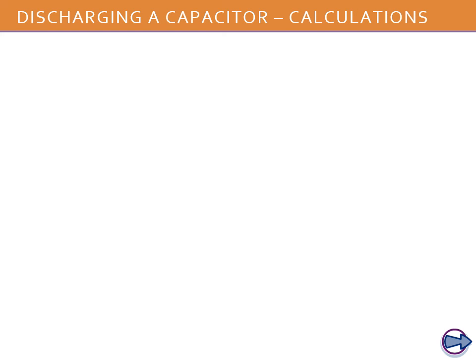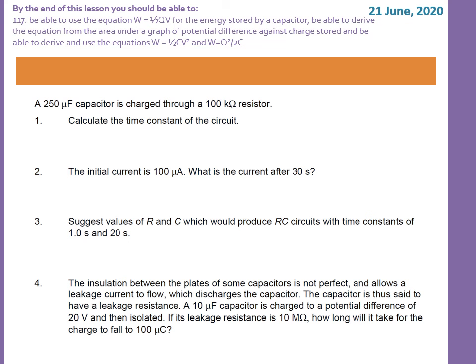Now we will do some calculations on discharging a capacitor. Here are some questions. For the first question, calculate the time constant of the circuit. You are given the capacitance 250 microfarad. Remember to change it: micro is 10 to the power minus 6, and kilo is 10 to the power 3. Our resistance is 100 kilo ohms. By using the equation for the time constant, you can find the time constant. Pause this video and calculate your values.